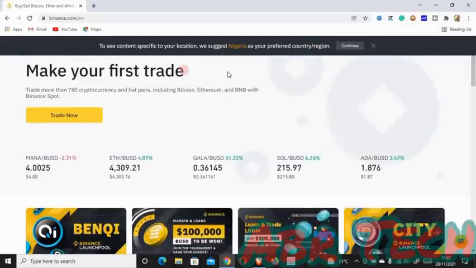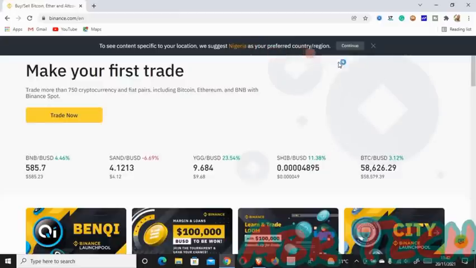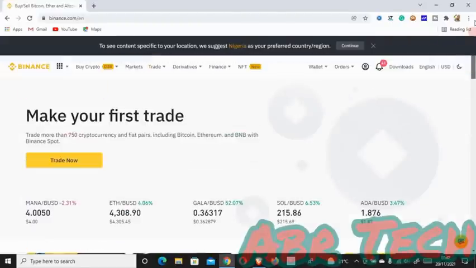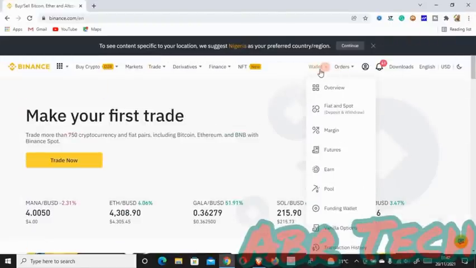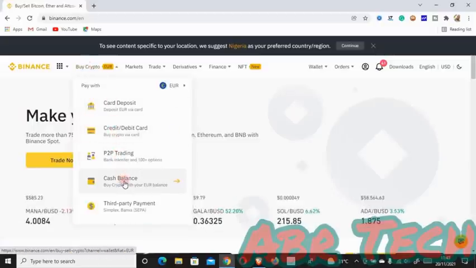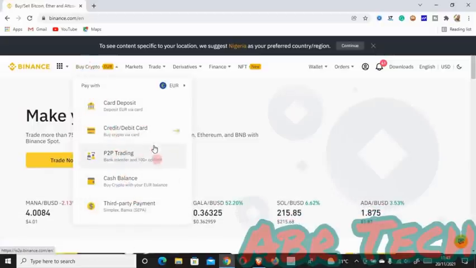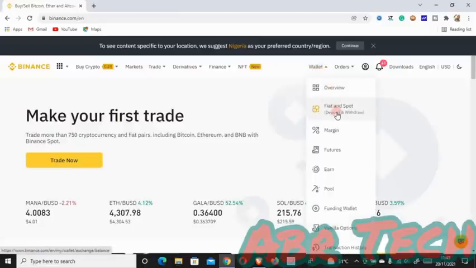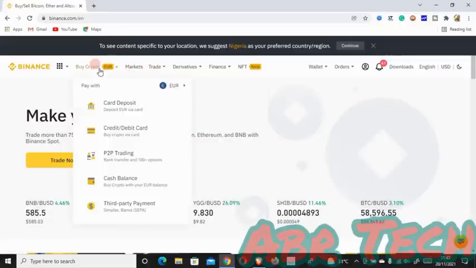The first thing you're going to do in terms of P2P is follow every instruction here. To see content specific to your country, they suggest that you turn on your location, but that doesn't matter. Here we are going to be checking card deposits, peer-to-peer trading, cash, all of those things. But cash withdrawal and credit, all of those don't work in Nigeria and some other African countries that are banned from crypto. So we go to wallet. When you go to it, go to fiat and spot. That's fiat and spot.